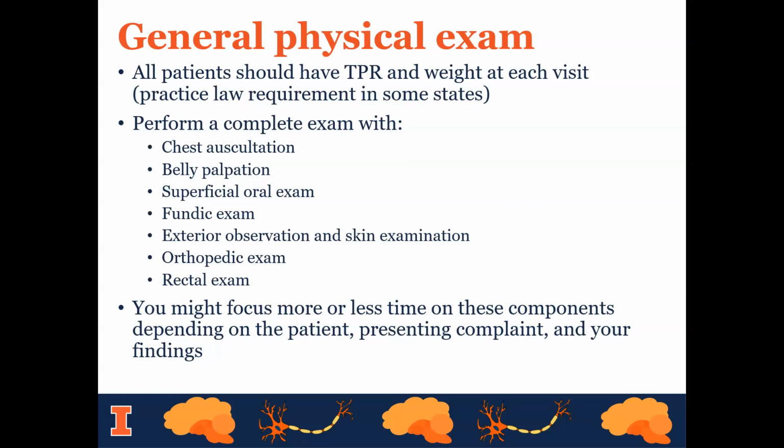So this is the time that we should perform that very good detailed physical exam. At minimum, you should be getting a TPR and a weight, auscultating the chest very well, and having a good belly palpation. And depending on what you're worried about, if you have a pet with blindness as a presenting complaint, you may be doing a very detailed eye exam as well. If you have vestibular disease, you may be having a very focused otic exam. If there's a limping or mobility issue, then an orthopedic exam may be part of this.